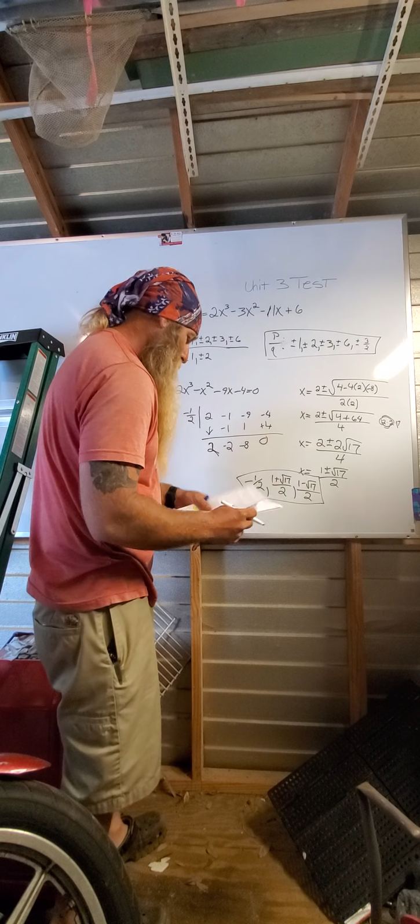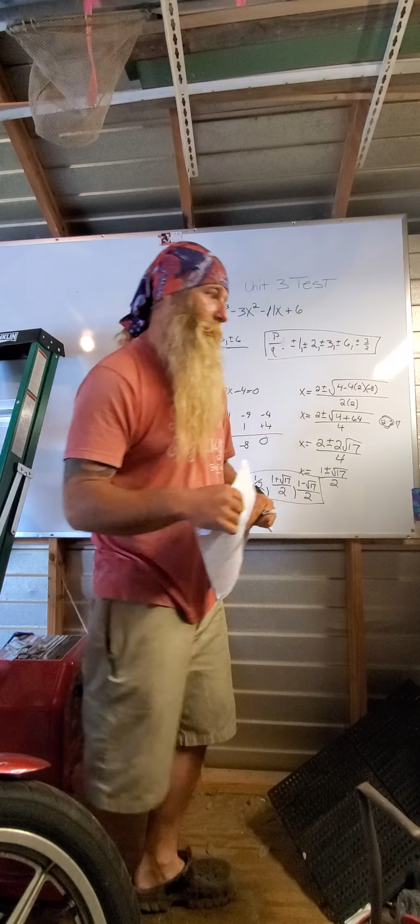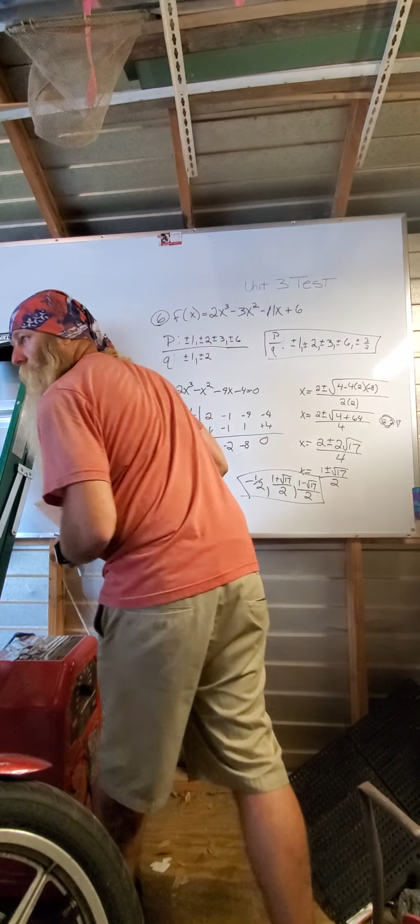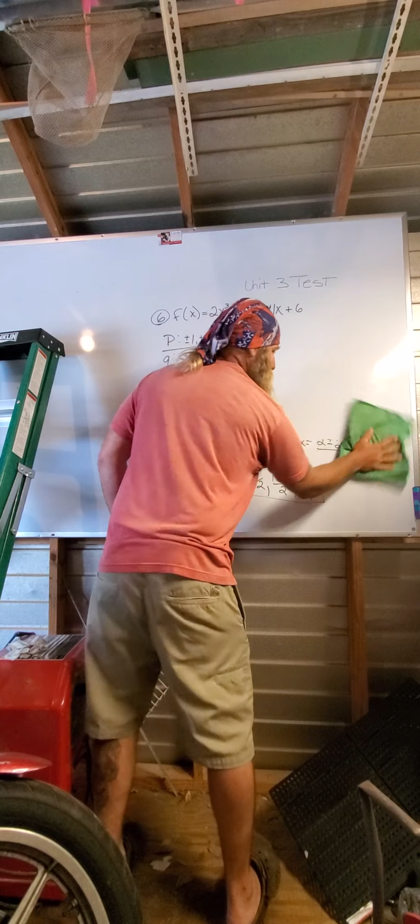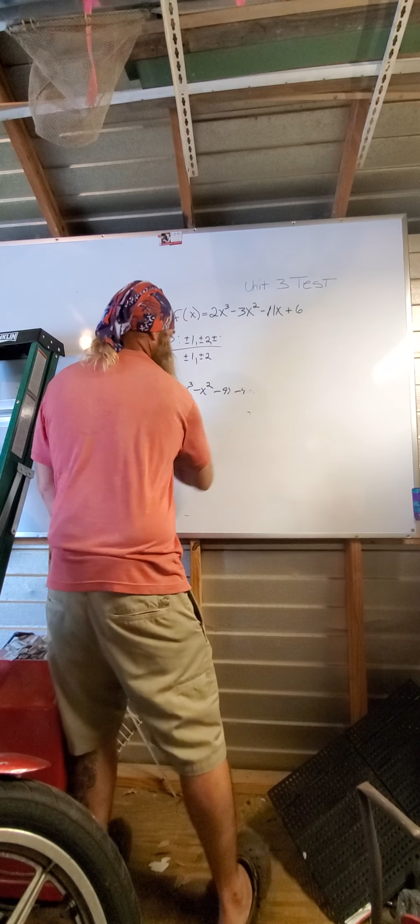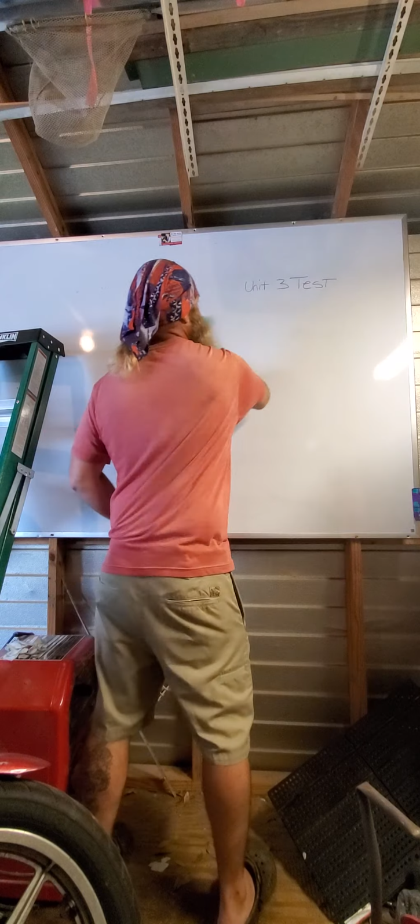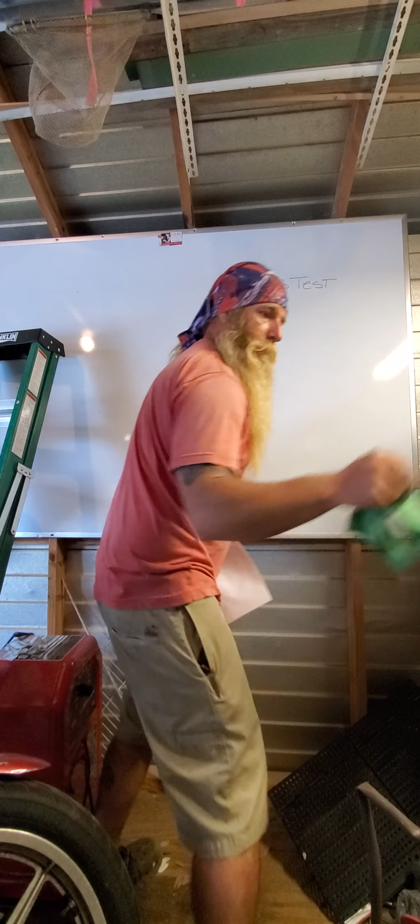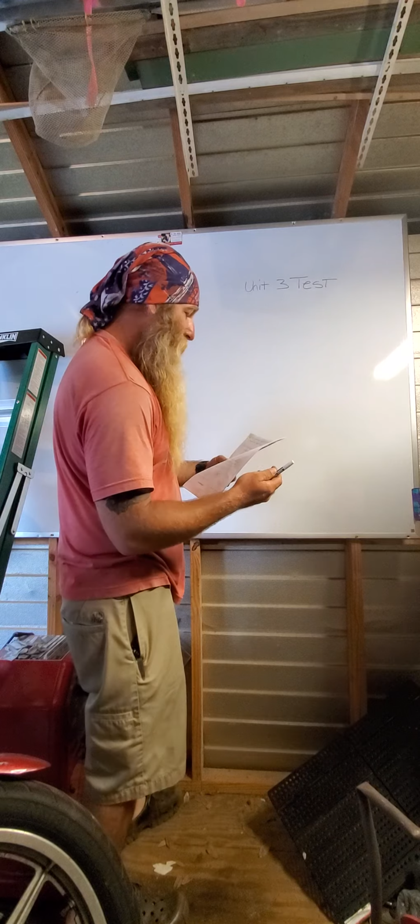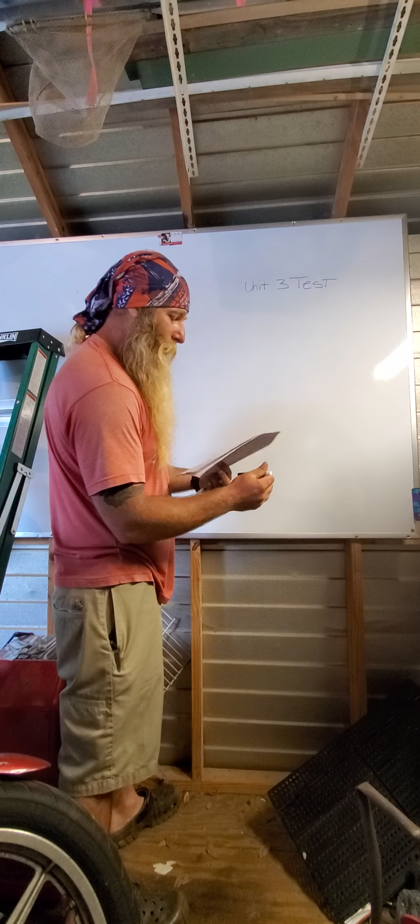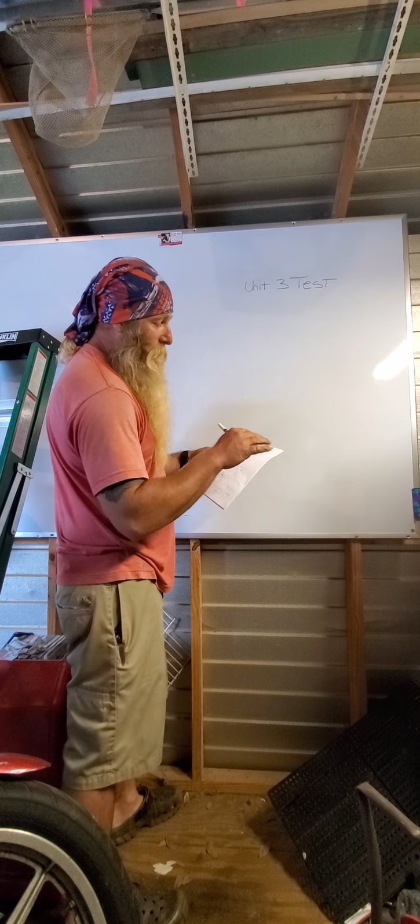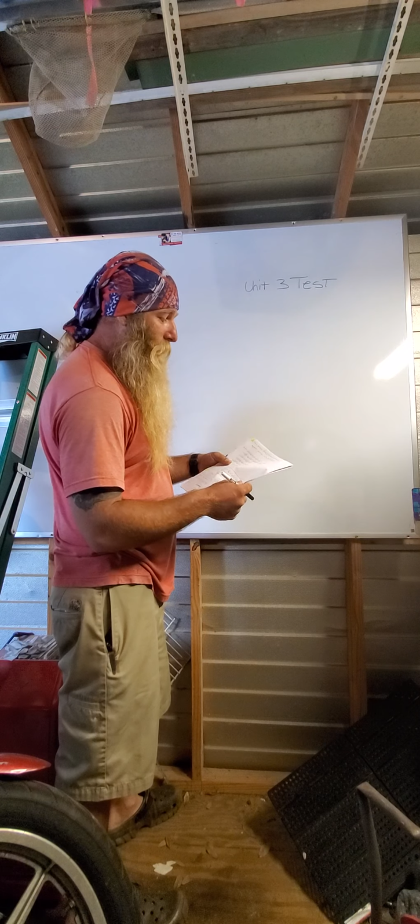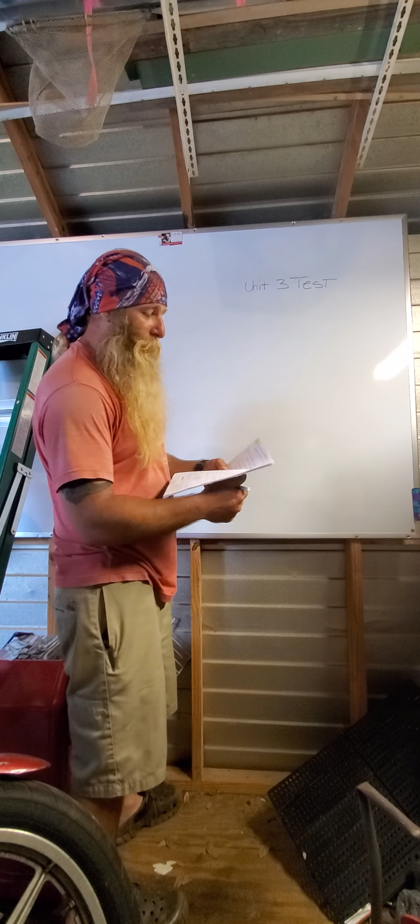Okay, number 8. We need an eraser. Okay, number 8, find a polynomial satisfying the given conditions. We have a degree of 4, zeros are -2, 5, 3i, and f of 2 equals 6.